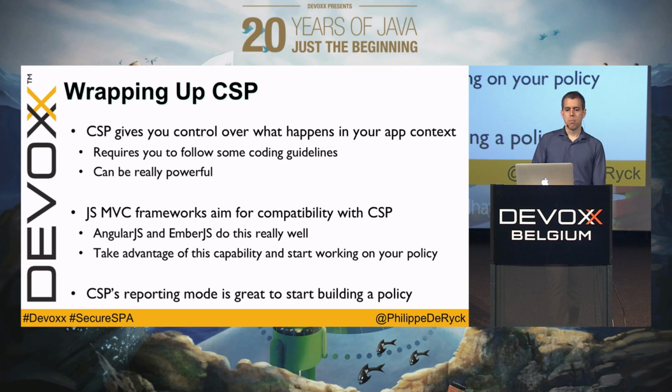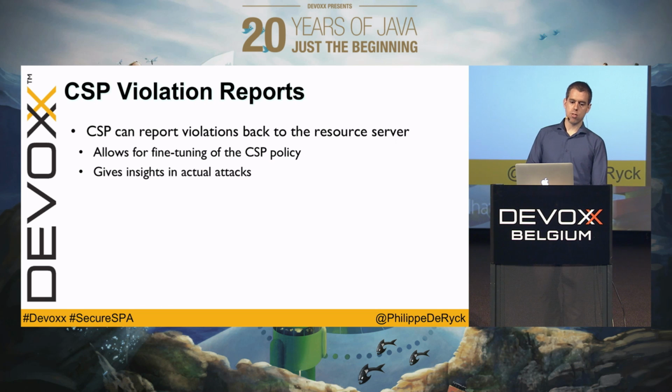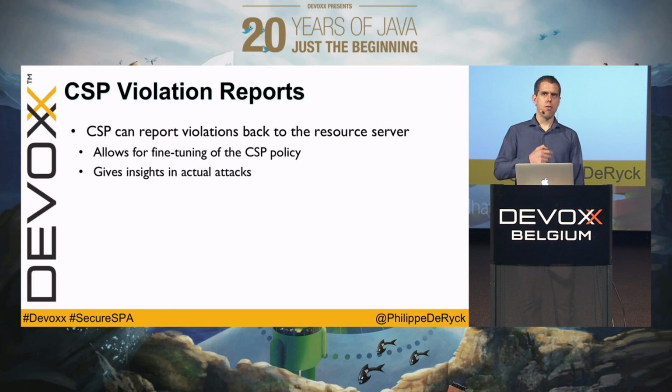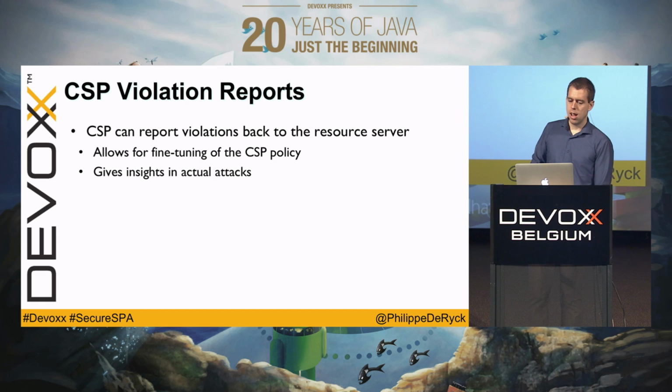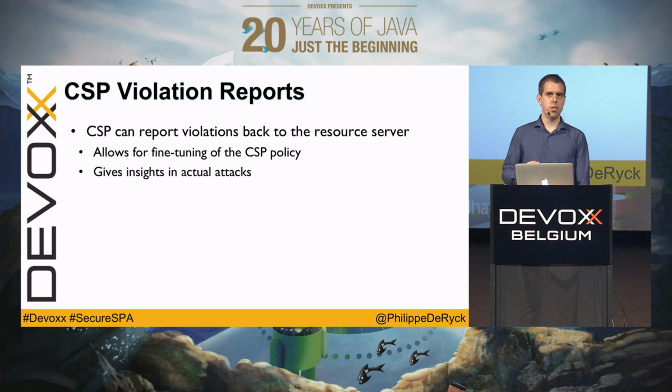CSP also offers a reporting mode, and this reporting mode is great to get started building a policy and to learn about potential violations. These are essentially violation reports, and every time the browser detects something that breaks the CSP policy, it will launch a warning in the console, as I showed you in some screenshots before. But it also allows you to send this report to a reporting endpoint where these reports are collected. This allows you to fine-tune your CSP policy. For example, let's say you disabled a certain feature that you depended on. You will get reports saying that this is a violation, and you will be able to fix it.